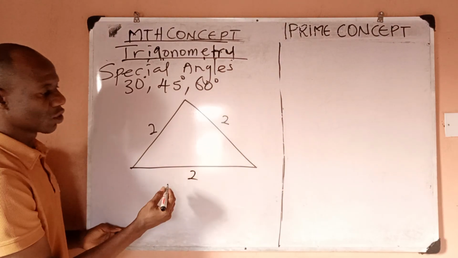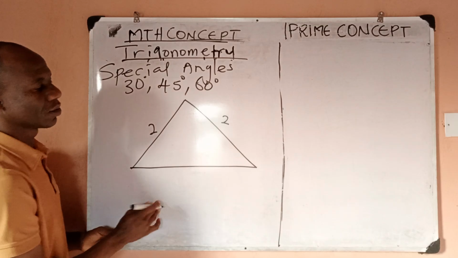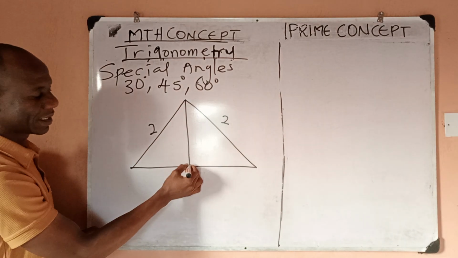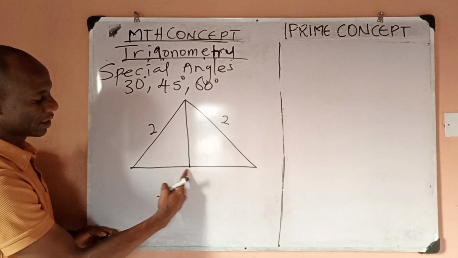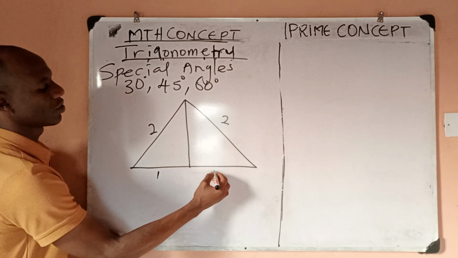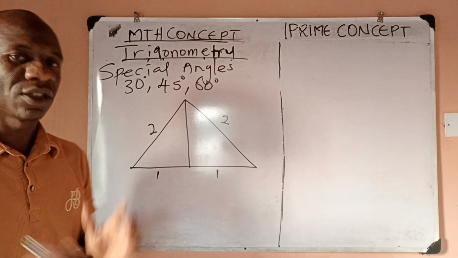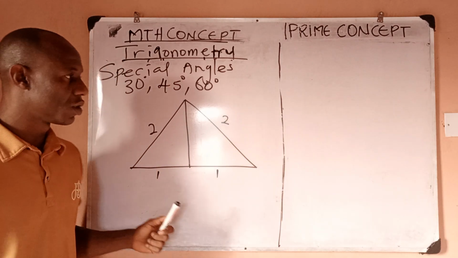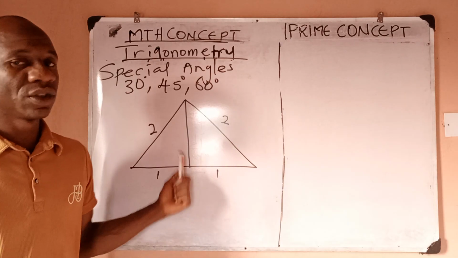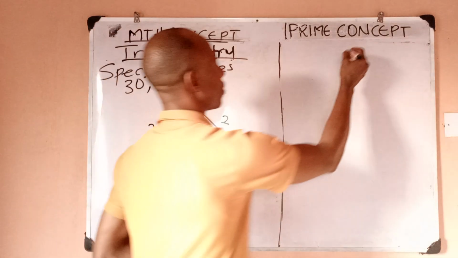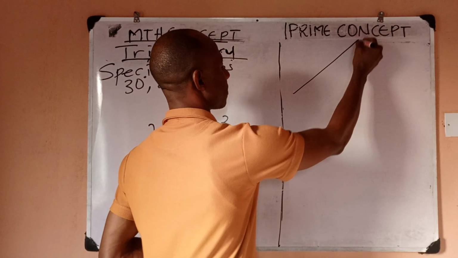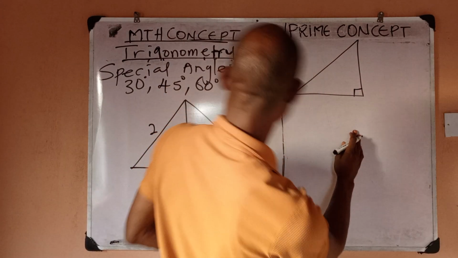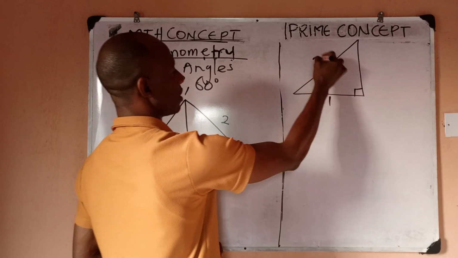2. But what I'm going to do now is I want to split this triangle into two equal parts. So I will bisect. When I bisect this, you notice that this part should be 1 and this part should also be what? 1. But I'm interested in just one part of this triangle. So what I'm going to do is I'm going to redraw. I need just one part of this. So I have this. This is my right triangle. Then this is 1. This is 2.